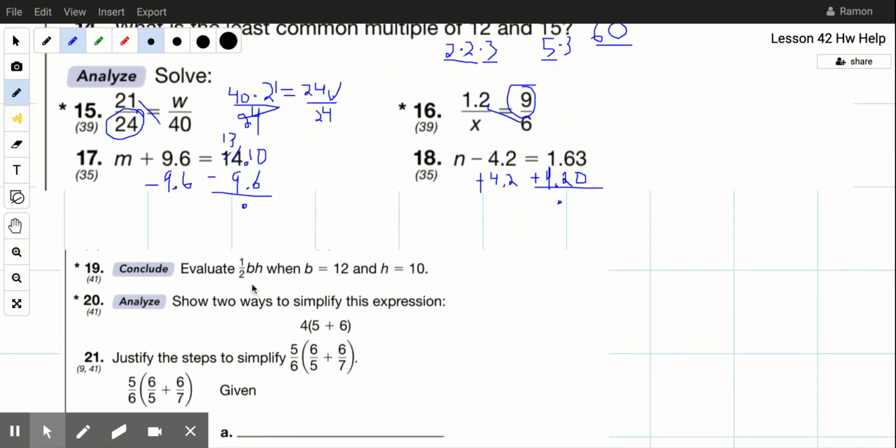19, evaluate half of the base times height when B is 12 and H is 10. Well, since these are being multiplied, these will also be multiplied. And don't forget to take half of that product.